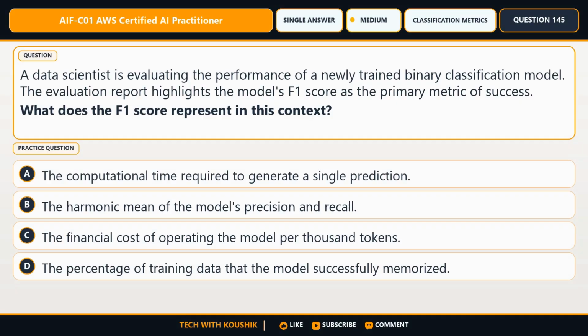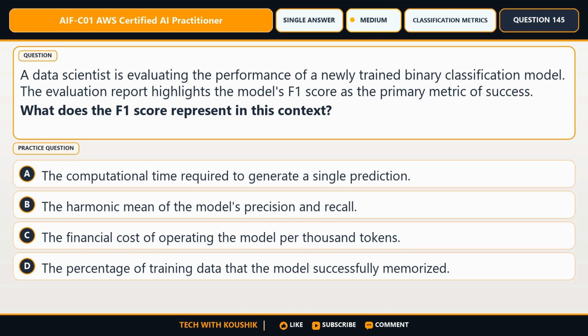Approach question number 145 by checking every constraint. Pay attention to qualifiers such as least, most, and minimum. A data scientist is evaluating the performance of a newly trained binary classification model. The evaluation report highlights the model's F1 score as the primary metric of success. What does the F1 score represent in this context? Eliminate every option that violates even one requirement.